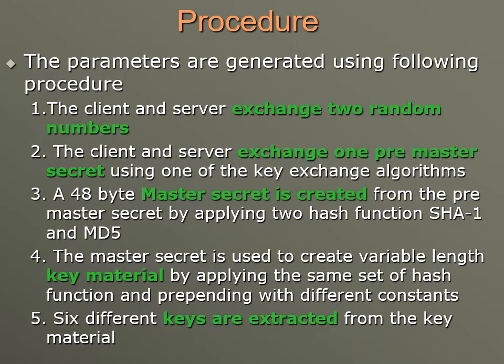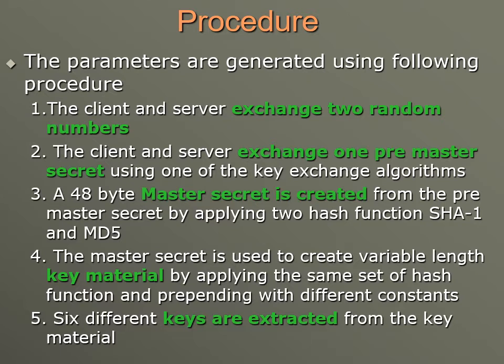Now let us understand how these parameters, that is the 6 secrets, 4 keys and 2 initialization vectors, are generated. To generate these secret parameters, SSL follows a procedure. First, the client and server exchange 2 random numbers. One is created by the client and the other one is created by the server.